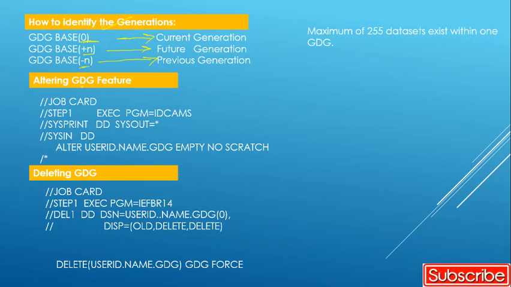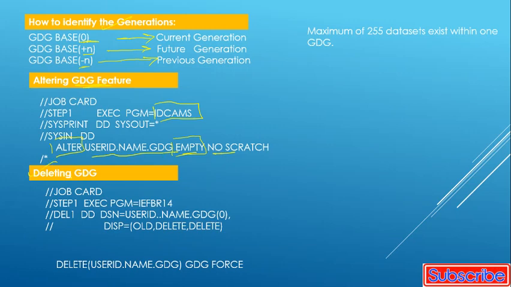And if we want to alter the GDG feature, we have to use the IDCAMS utility, and we need to use the ALTER statement. Then your GDG base name and EMPTY or NOEMPTY. You can change the features of this. Like at first there was NOEMPTY and SCRATCH, so we have given here EMPTY and NOSCRATCH.